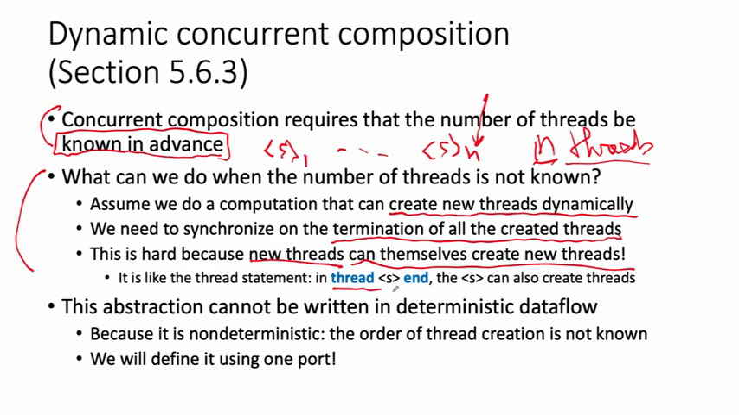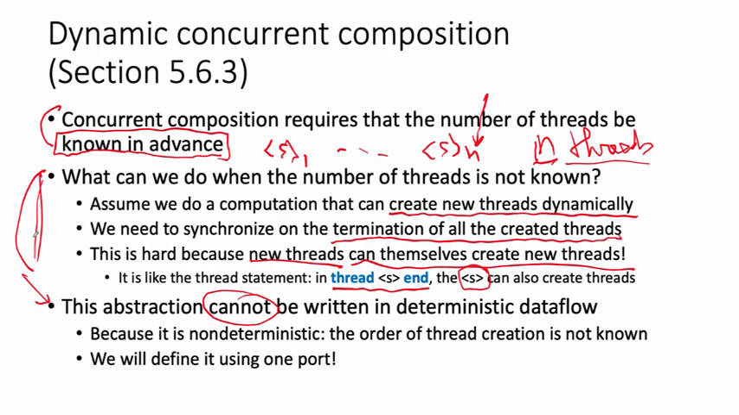New threads can create new threads. It's like the thread statement. You know, when I do thread S end, the S can also create threads, of course. But now we want to synchronize on all of these threads terminating, and we have no idea how many there are in advance, and there could be hundreds, thousands, who knows? Depends on the execution. It could even be non-deterministic how many threads are created. Okay, this new abstraction, we want to build now an abstraction to do this. Okay, dynamic concurrent composition. We cannot write this one in deterministic data flow because this one actually is non-deterministic.